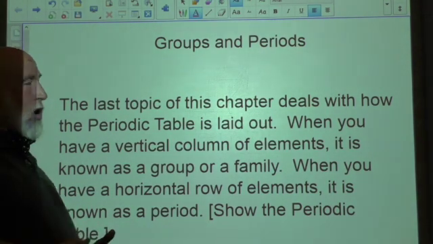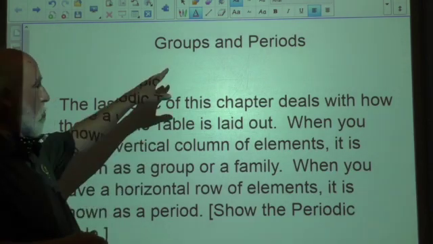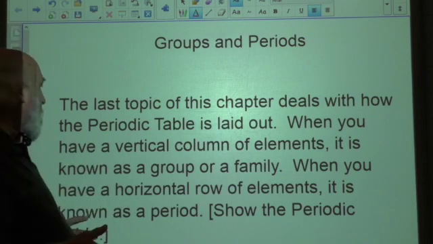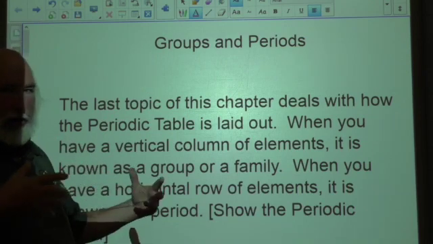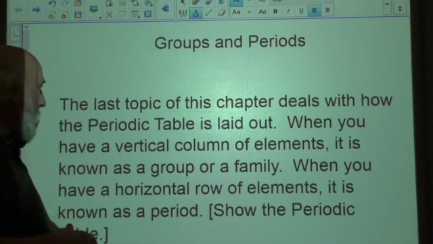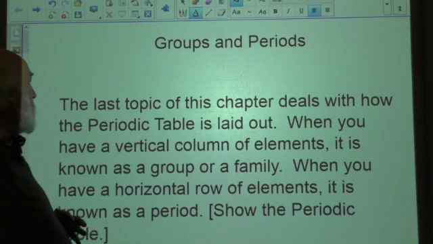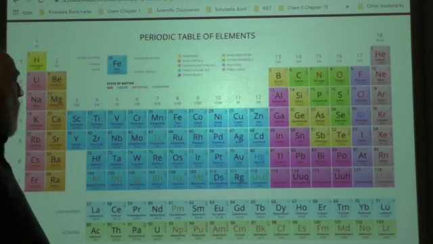Okay, the last section of this chapter deals with groups and periods. This is going to involve how the periodic table is defined and laid out. We're going to look at the vertical columns of the elements, and we're going to look at the horizontal rows of the elements. So let's take a look at our periodic table.